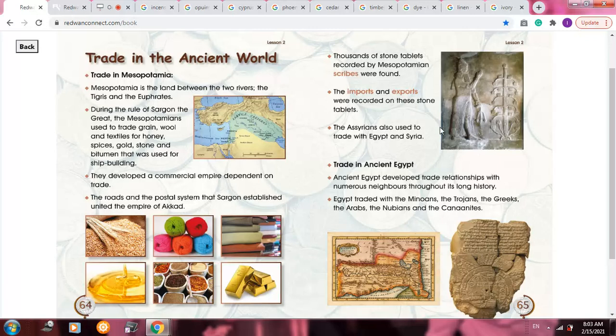Now, we said ancient Egypt developed trade relationships with numerous neighbors. We said numerous means many, a great number, throughout its long history. So, ancient Egypt had a lot of relationships with other countries in order to trade, to help each other to develop, taking what they need and giving what they have extra of. Egypt traded with many nations. We have the Minoans, the Trojans, the Greeks, the Arabs, the Nubians, and the Canaanites. Okay?